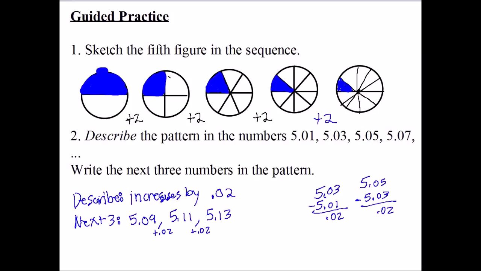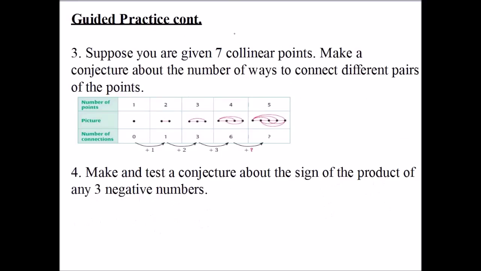Next card. Okay, I didn't really finish this one. So let's say, suppose you're given 7 collinear points. Make a conjecture about the number of ways to connect different pairs of points. So here's a chart that they give you in your book. 1 point, 2 points, 3 points, 4 points, 5 points. So this is basically a chart of collinear points and the number of ways you can connect them.